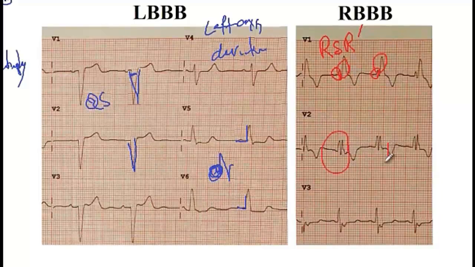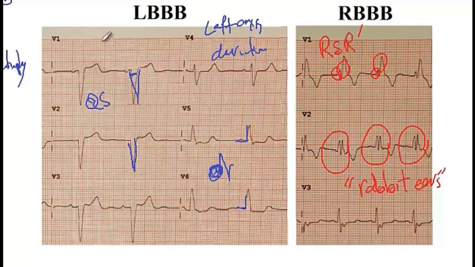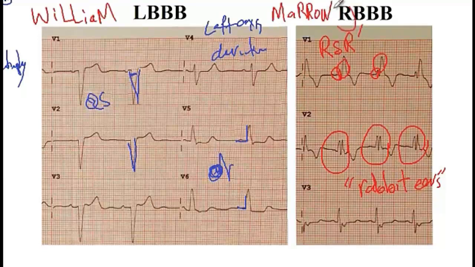Now the presentation of these waves is like rabbit ears, and that's the other term that is used to recognize the right bundle branch block. And then unlike the left bundle branch block, there is no axis deviation in patients with right bundle branch block. Now the memory aid that you can use for memorizing these changes is called William Marrow. So with the right bundle branch block, you will see an M shape in V1 and V2. So here we had the M shape or rabbit ears in V1 and V2.